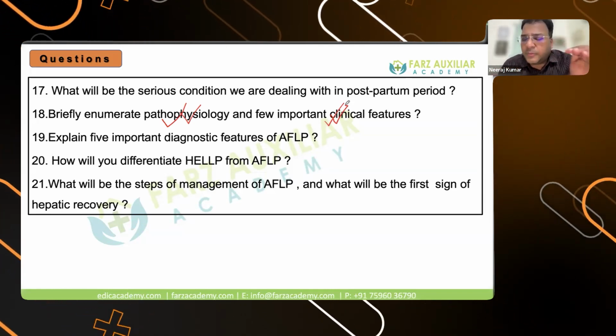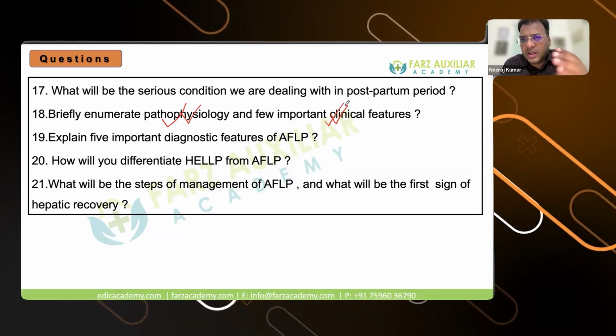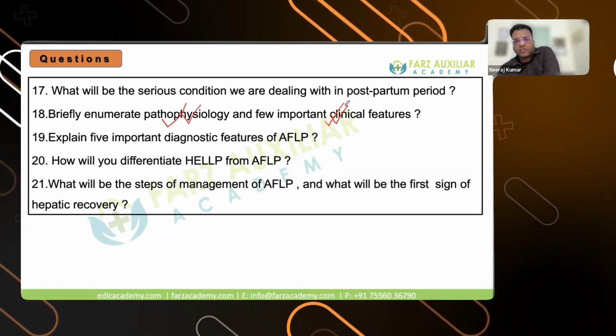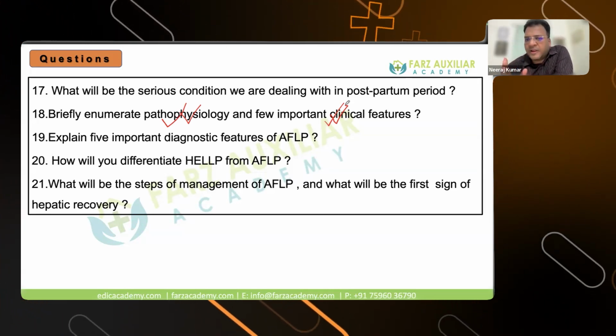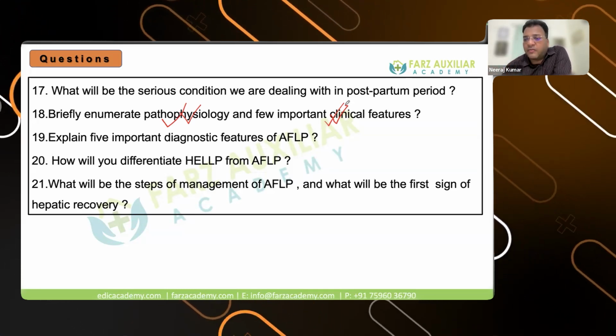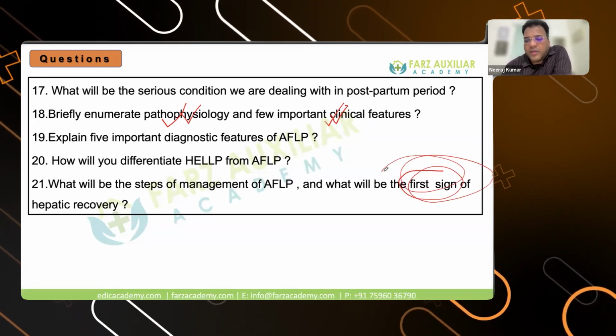Now from severe preeclampsia we'll land up to HELP, we'll land up to amniotic fluid embolism, and then we'll land up to acute fatty liver of pregnancy. So how will you differentiate HELP from AFLP? What are the steps of management that you will take for managing this patient? And what will be the first sign of hepatic recovery?